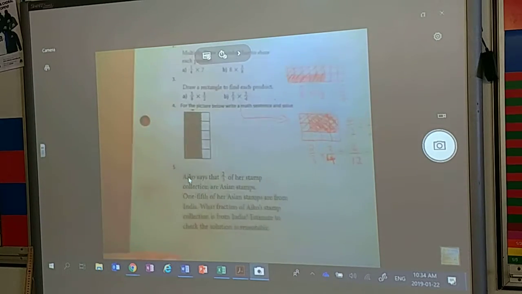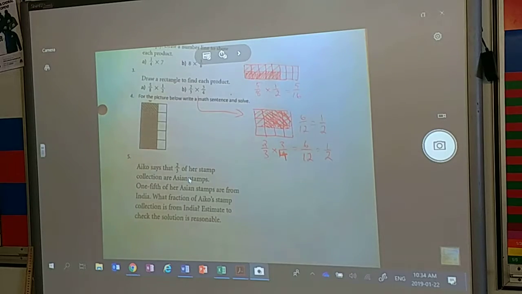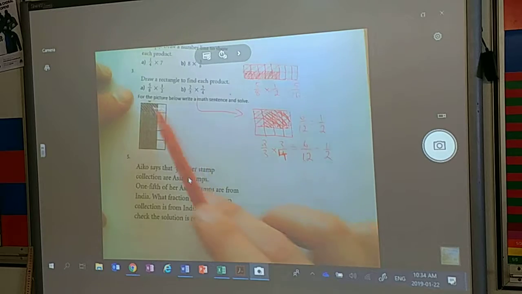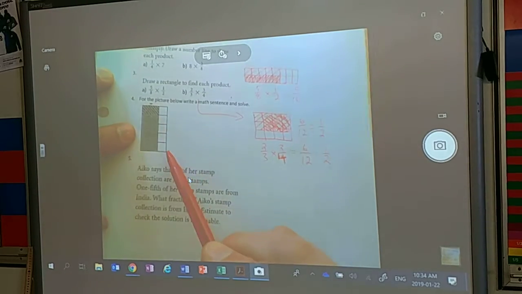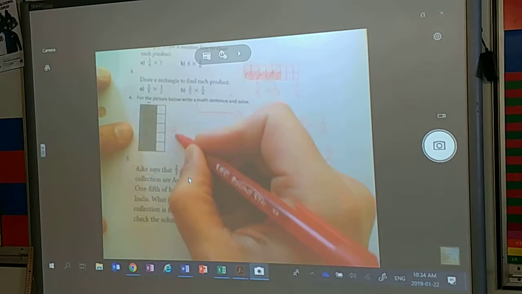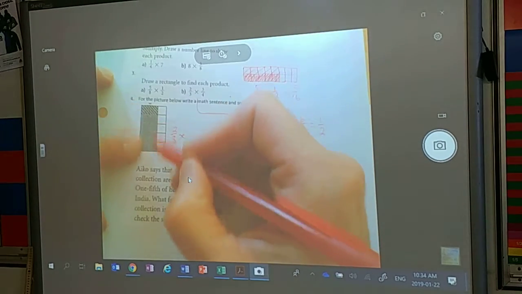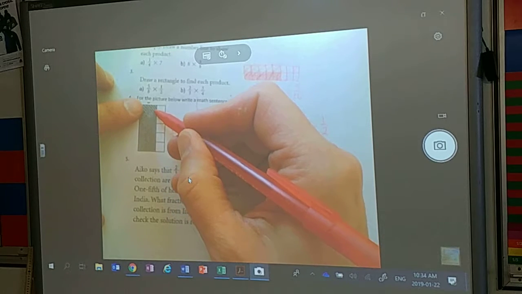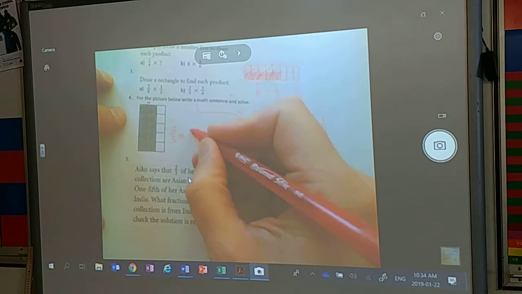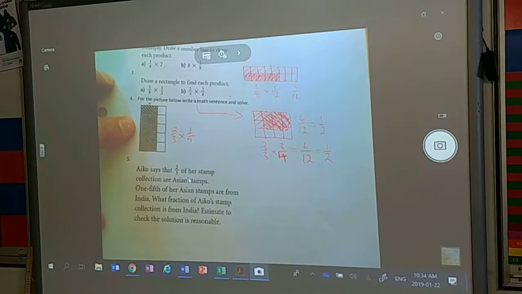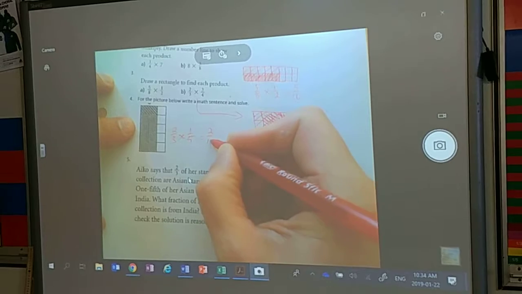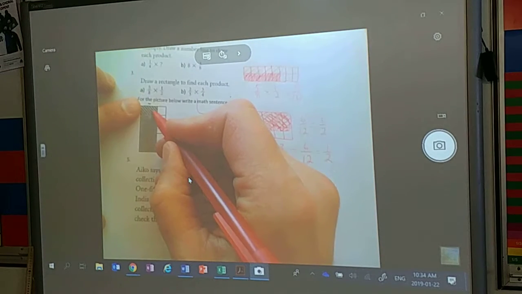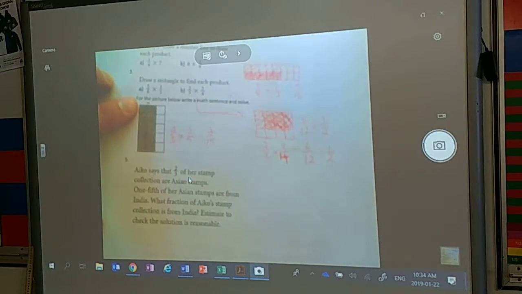This one I find interesting, that many people are able to do this successfully on this quiz, but then they mess up here. It says, for the picture below, write a math sentence. Well, I see that 2/3 got shaded. So 2/3 were shaded, and then how much of that 2/3 was double shaded? 1/5. This is 2/3 times 1/5, which equals 2 out of 15. 1, 2 are double shaded out of 3 times 5, 15 total.